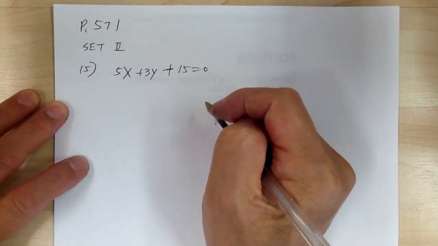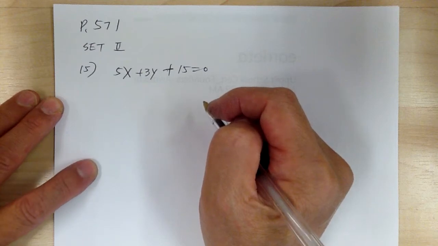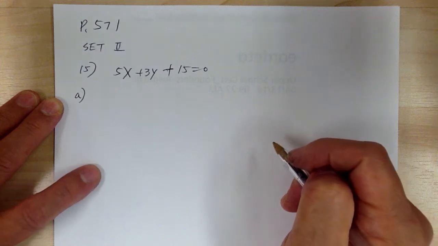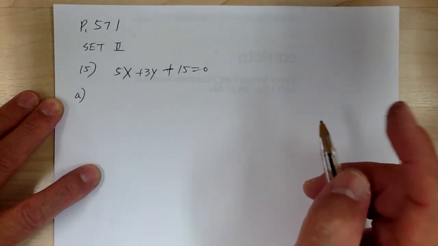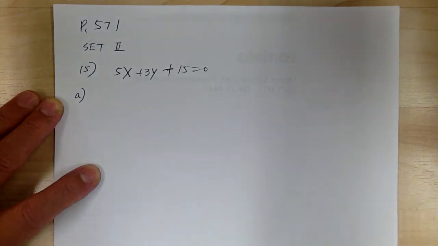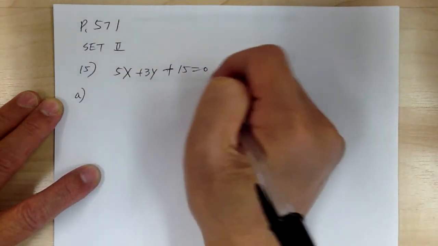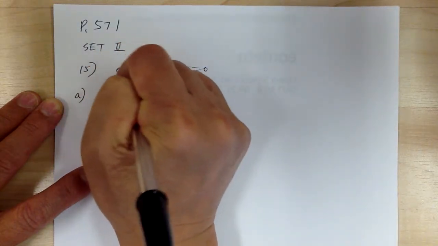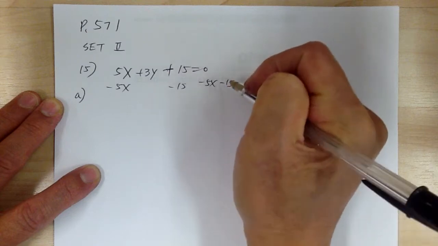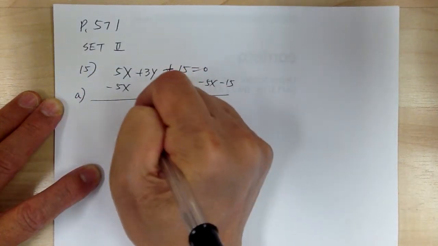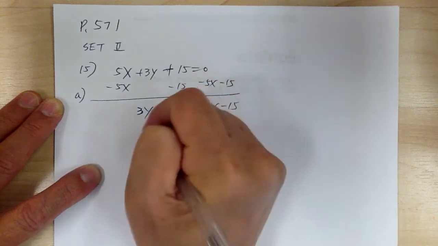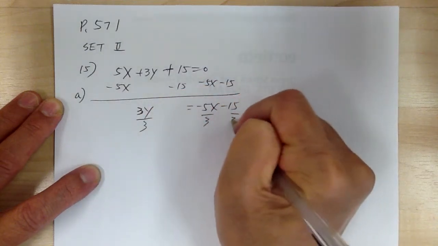Part A says express the given equation in slope-intercept form. You need to know what that form is. Slope-intercept form is y equal to mx plus b. That means you're solving for y. So you want to move the x and the number to the right-hand side. You need to minus 5x on both sides and minus 15 on both sides, so that you get 3y is equal to negative 5x minus 15. Then you divide each part by 3.